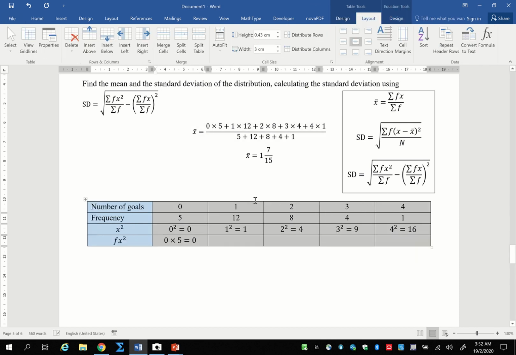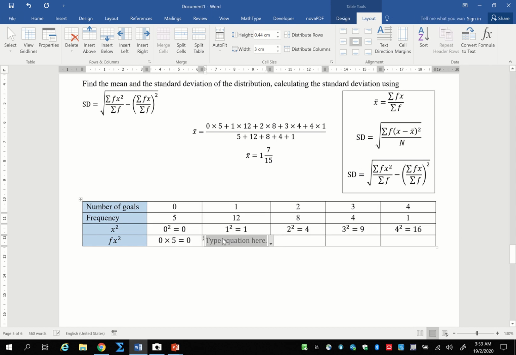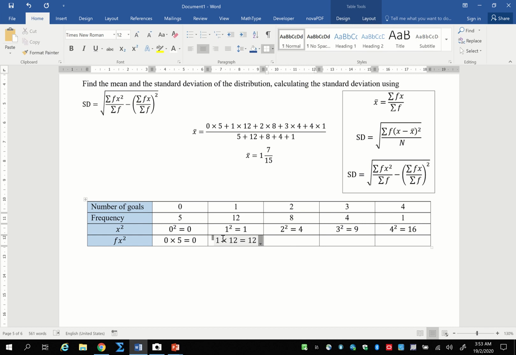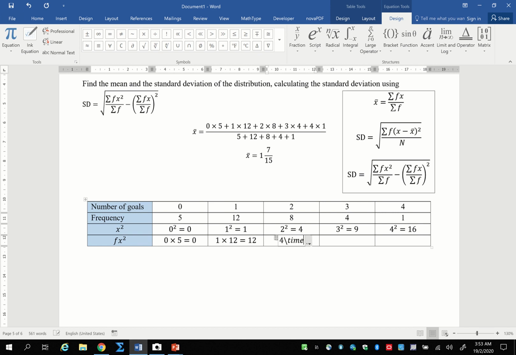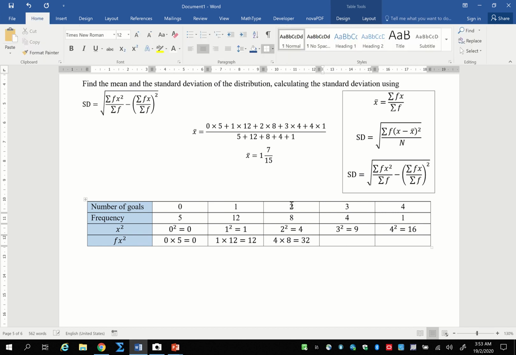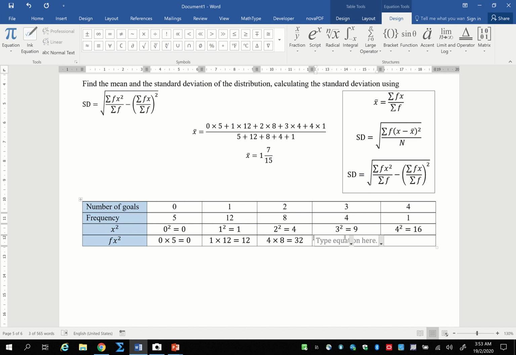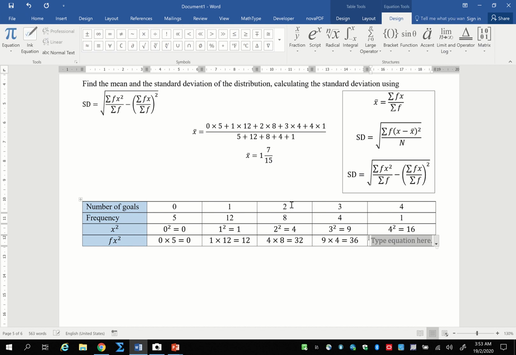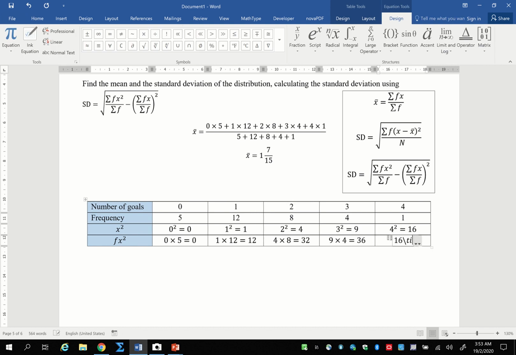Let's just put 3. Alright. And here I will have 1 times 12, which is 12. Here I will have x squared, which is 4, multiplied by the frequency, which is 8, so I have 32. Here I will have x squared, which is 9, multiplied by the frequency, which is 4, so it's 36. And here I will have 16, and the frequency is 1, so it's still 16.